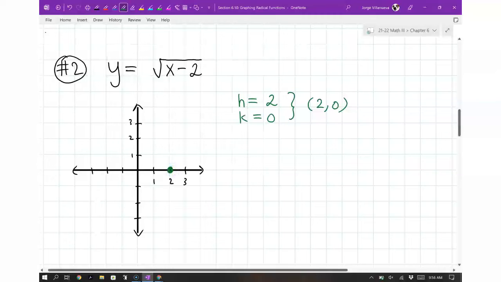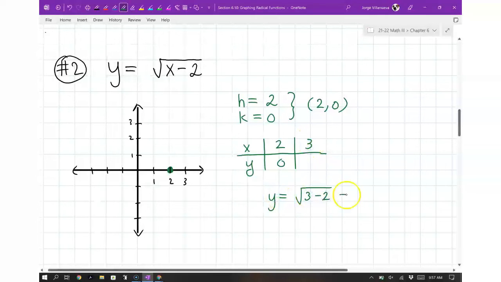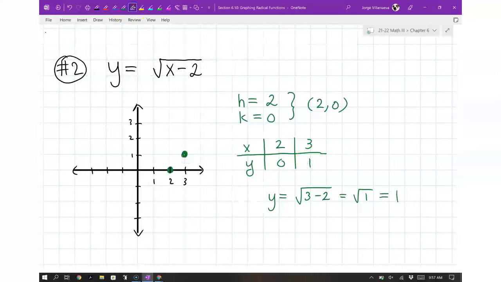And now I just got to pick one more point. Now, let me make a little chart here, x, y. We tried 2, 0. Notice I put 2, 0 because that's the point we found, right? So give me a number to the right of that. 3. All right, so if I try 3, let me plug in a 3. Y equal to the square root of 3 minus 2. That's the square root of 1, which is 1. So I'm going to go to 3, 1. Put a dot there. And draw my line, or my curve. And that's it. You're done.